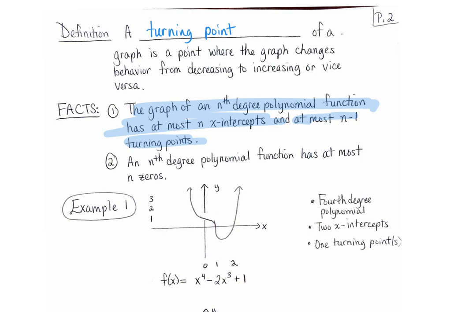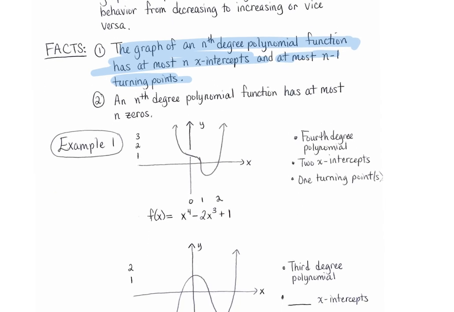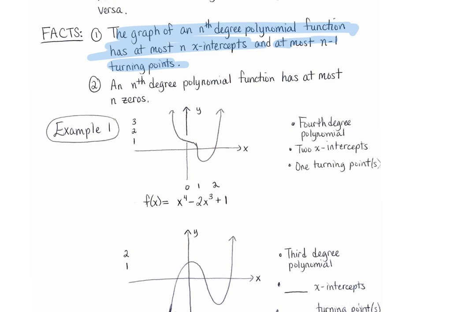So it's another way of saying if you have an nth degree polynomial, your zeros tell you how many x-intercepts you can possibly have. And then your turning points, you'll have that degree minus 1 at most. Okay? So let's also note that an nth degree polynomial function has at most n zeros. That's the second fact. An nth degree polynomial function has at most n zeros.